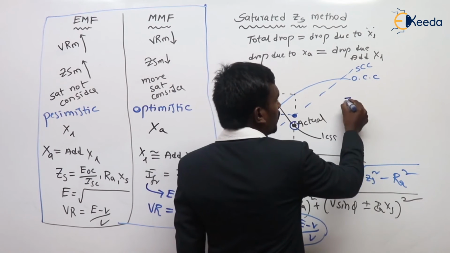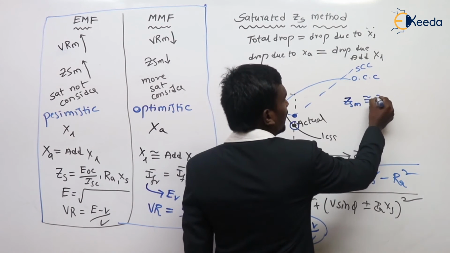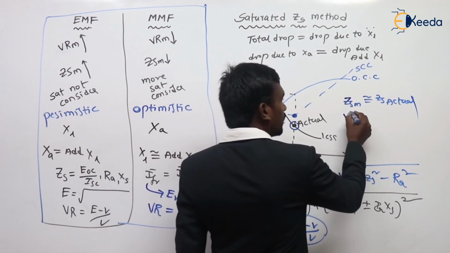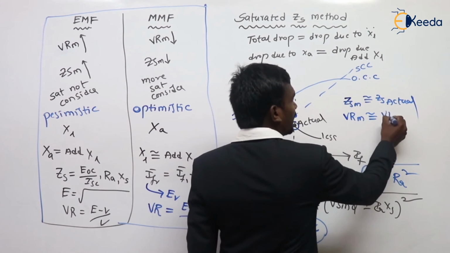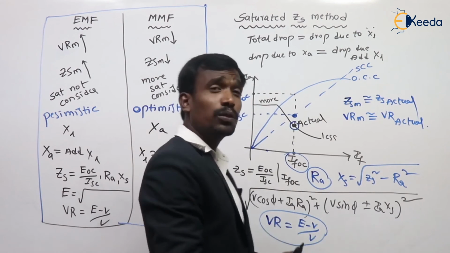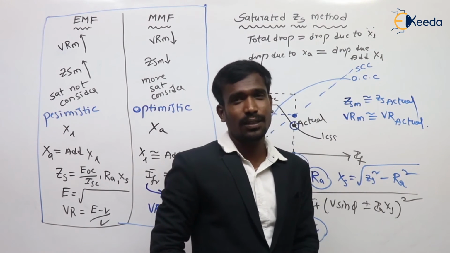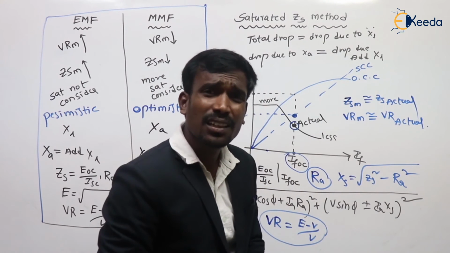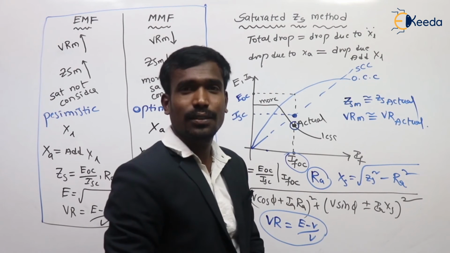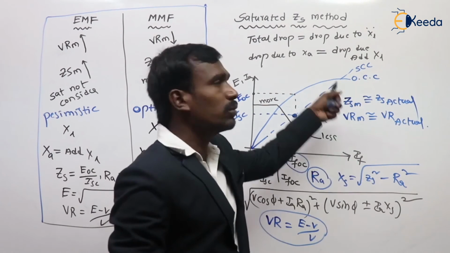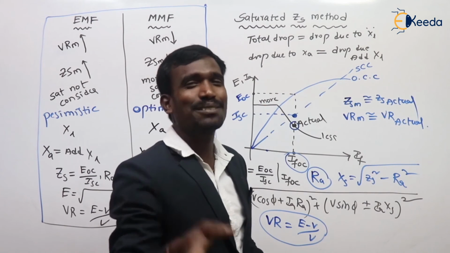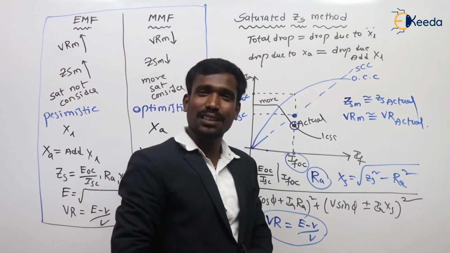Then we can get the actual voltage regulation. In this method, the measured synchronous impedance is nearly equal to the actual synchronous impedance. In this method, the measured voltage regulation is nearly equal to the actual voltage regulation. This is a good method, of course, but can you tell me what the drop due to XL is? Can you tell me what the drop due to XA is separately? I am sorry. If you want the total drop, I will give you, but don't ask me the separate drop. That is the disadvantage of this method.